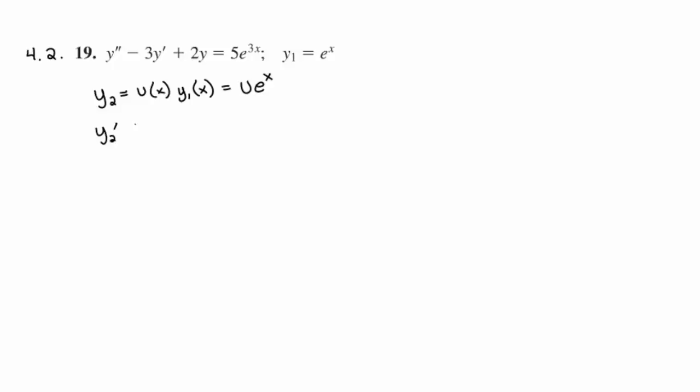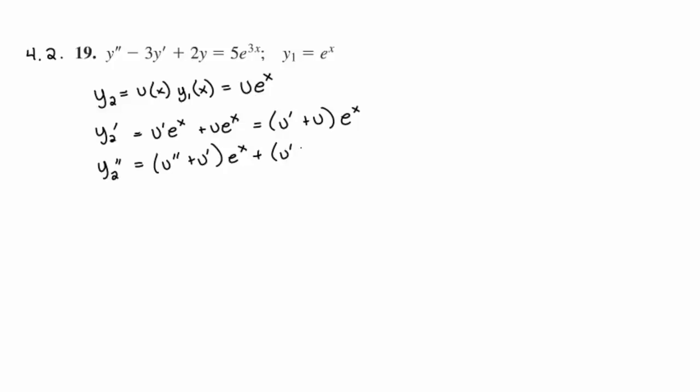So y sub 2 prime is going to be u prime e to the x plus u e to the x. And actually, I'm going to factor out an e to the x, so it's just u prime plus u, times e to the x. And then y sub 2 double prime is going to be, again, derivative of the first, which is u double prime plus u prime, times the second, plus the first, u prime plus u, times the derivative of the second, which is still e to the x. And I'm going to factor an e to the x out to get u double prime plus 2u prime plus u, times e to the x.